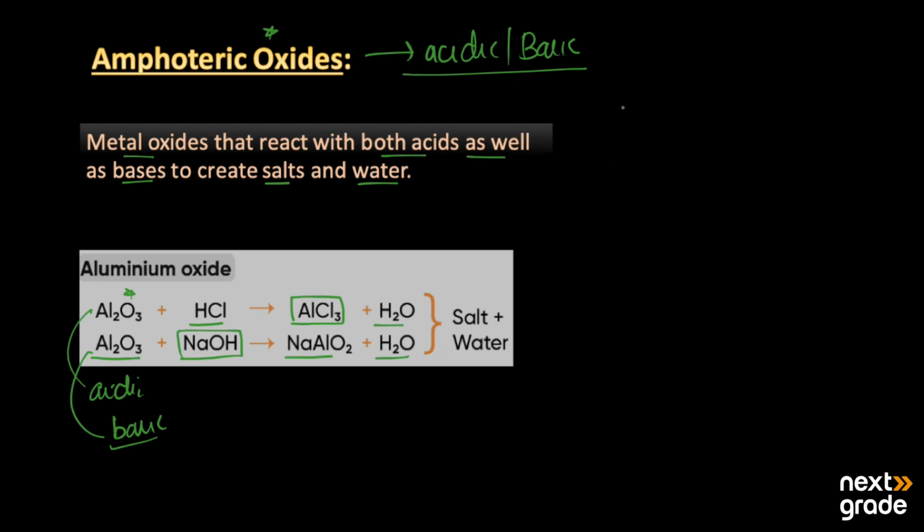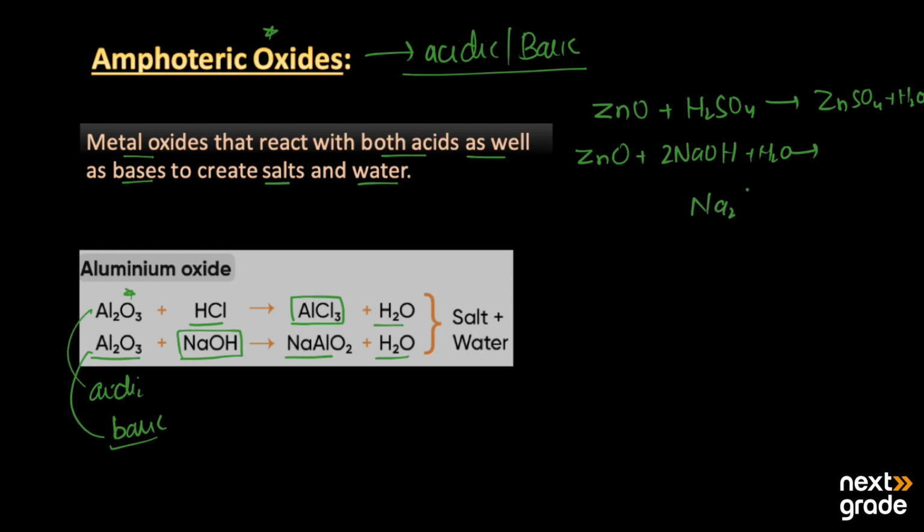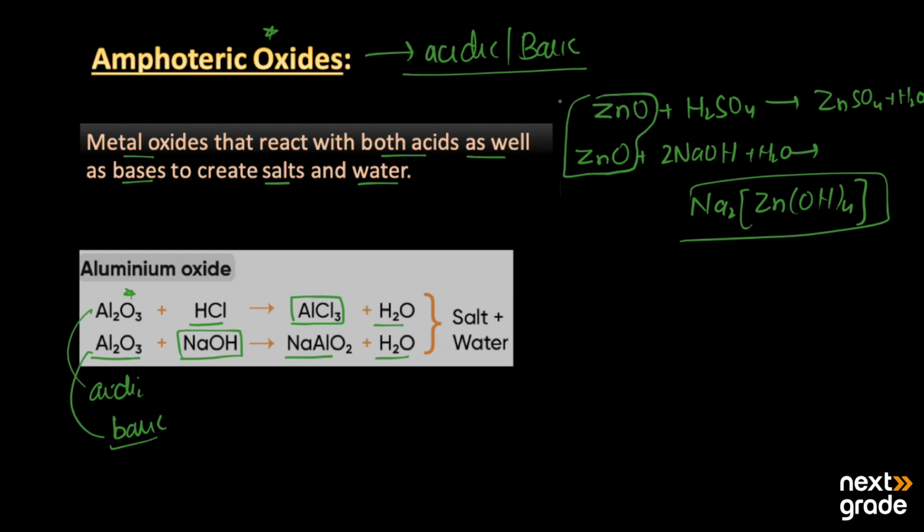Another example for this is zinc oxide. When it reacts with sulfuric acid, it forms zinc sulfate plus water. On the other hand, when zinc oxide reacts with sodium hydroxide and water, it produces a complex compound, that is sodium zincate. So that's why it is amphoteric in nature. It has both the properties of acids and bases.